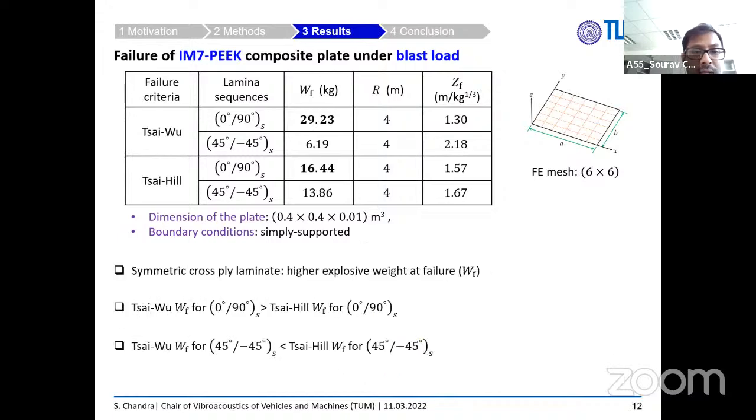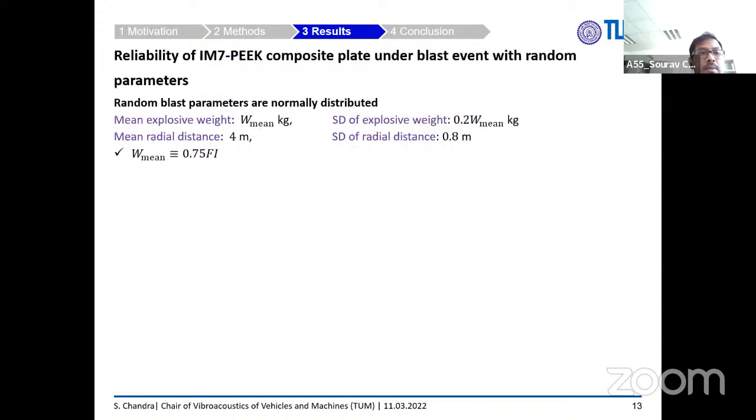And come to the reliability analysis. For the reliability analysis, we consider the W and R as the random parameters, and they are normally distributed.